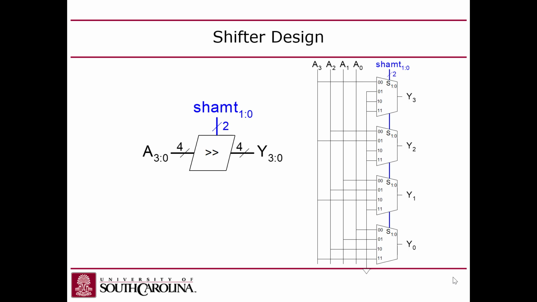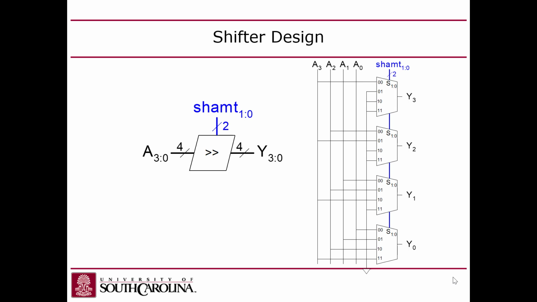And then Y1 is going to be 0 if the shift amount is 3. But if the shift amount is 0, then it's going to be A1. If the shift amount is 1, you're going to get A2 coming out to Y1. And if the shift amount is 2, then you're going to have A3 going to Y1. Make sense?